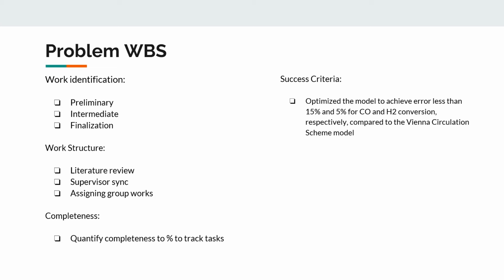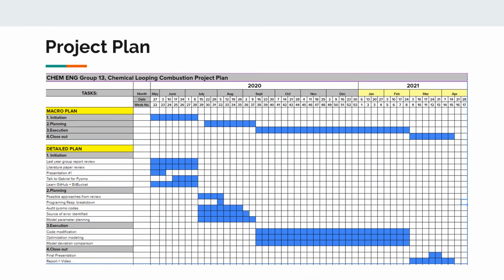carbon monoxide and hydrogen gas conversion respectively, we consider that a success because that is the discrepancy obtained between last year's report and the Vienna circulation scheme model. So here is a glimpse of the current project plan.